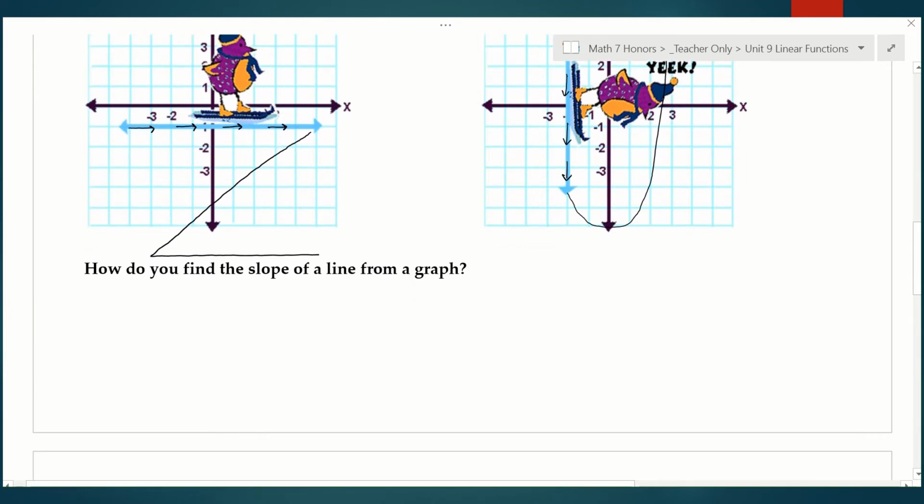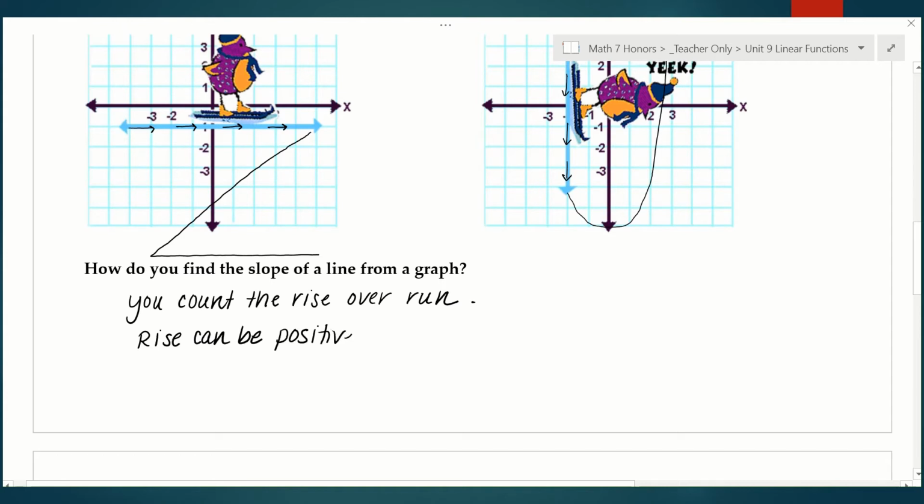And so when you're given a line on a graph, it's pretty easy to do this. We're just going to be counting. So I'm going to have you right here. You count the rise over run. And then I'm going to put here rise can be positive or negative. So the reason why the rise can be positive or negative is because from left to right, if your line is increasing, your rise is positive. If from left to right your line is decreasing, your rise is negative.